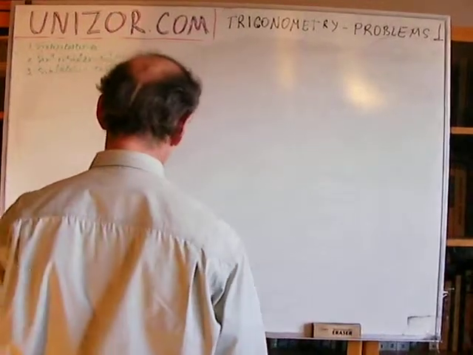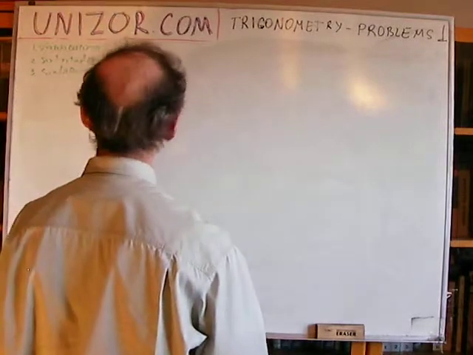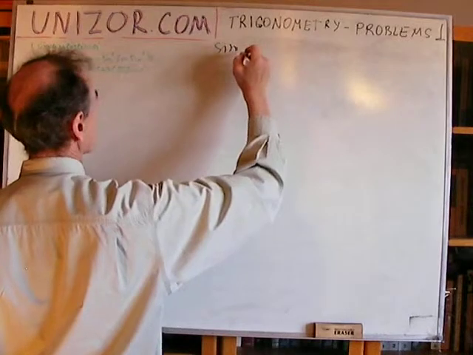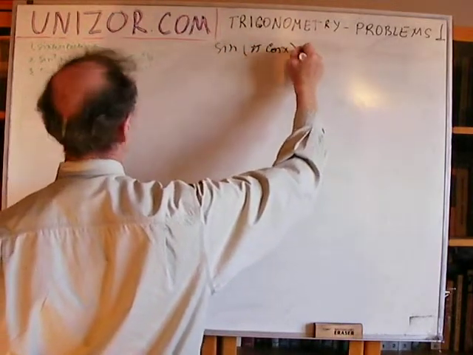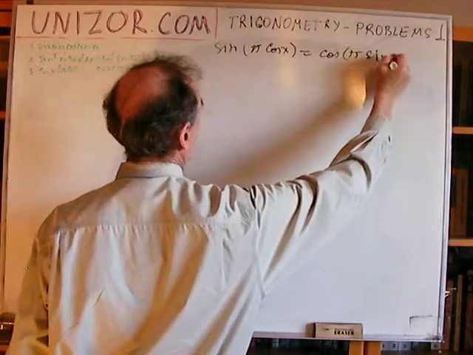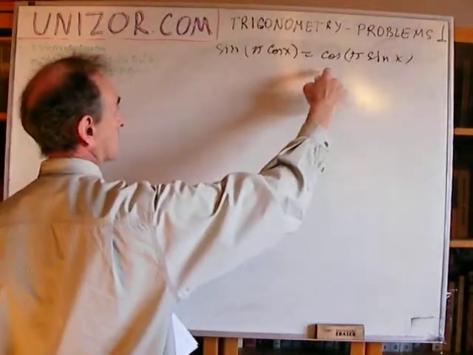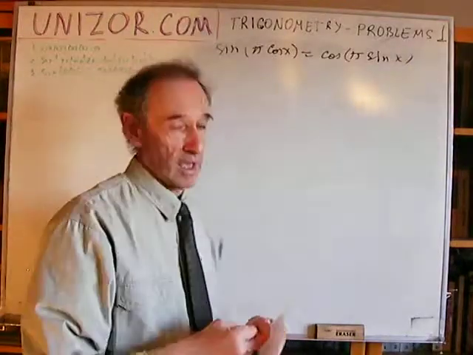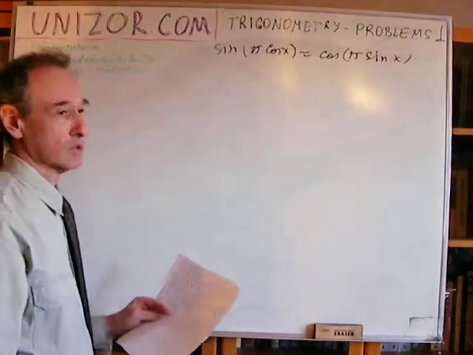Okay. Next one is, again, it looks a little unusual, but it's still kind of solvable, more or less the same methodology. Sine of pi cosine x is equal to cosine of pi sine x. Yeah, looks, again, a little bit unusual. Scary, if you wish.